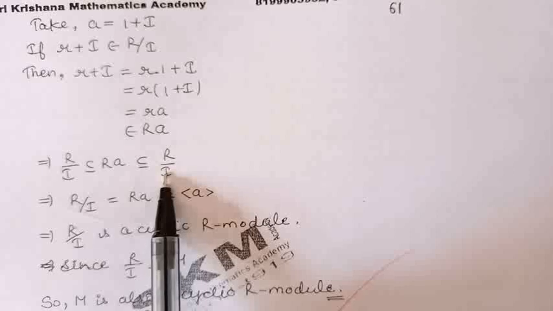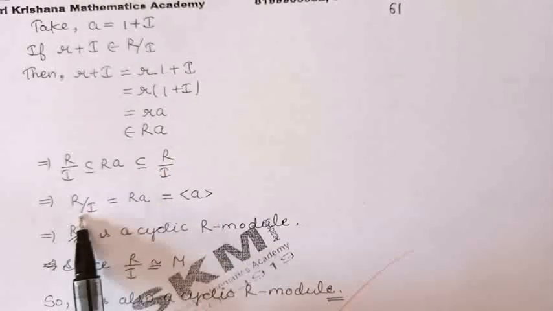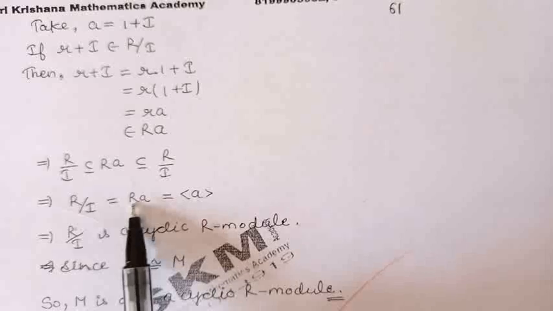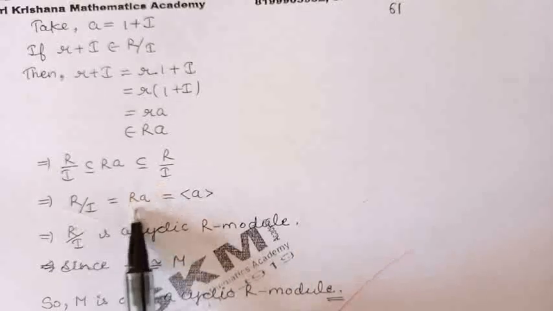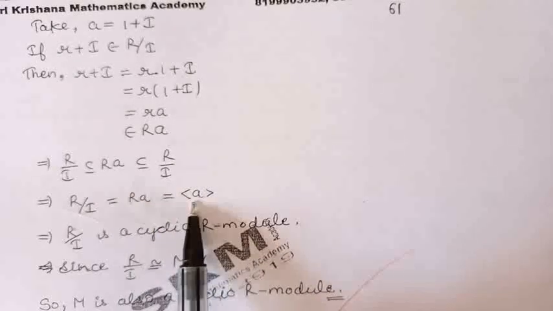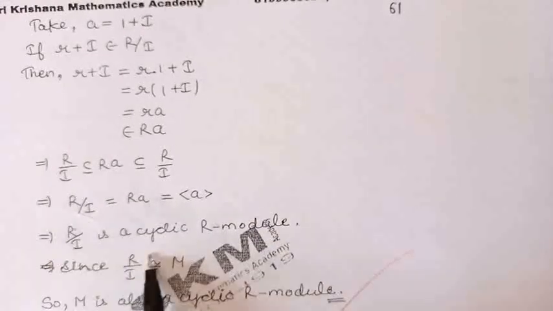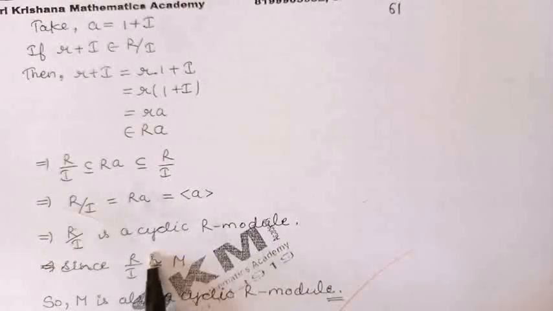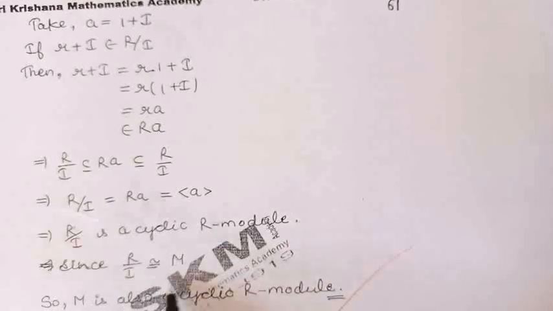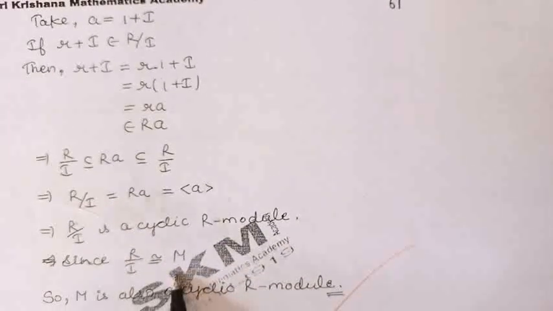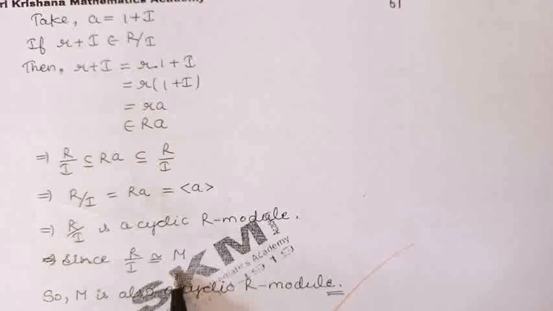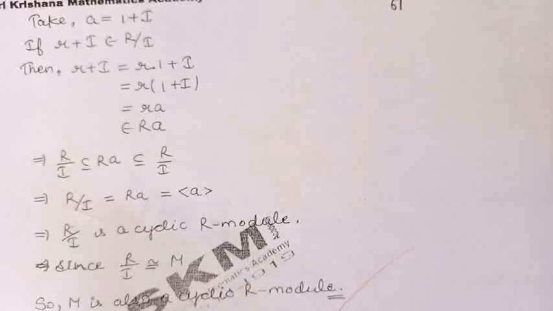So we have proved the quotient ring R by I is equal to Ra, and Ra is generated by the element a. Because it is generated by a single element, we can say that R by I is a cyclic R-module, and because R by I is isomorphic to M, we can say that M is a cyclic R-module, and this completes the proof of this theorem.